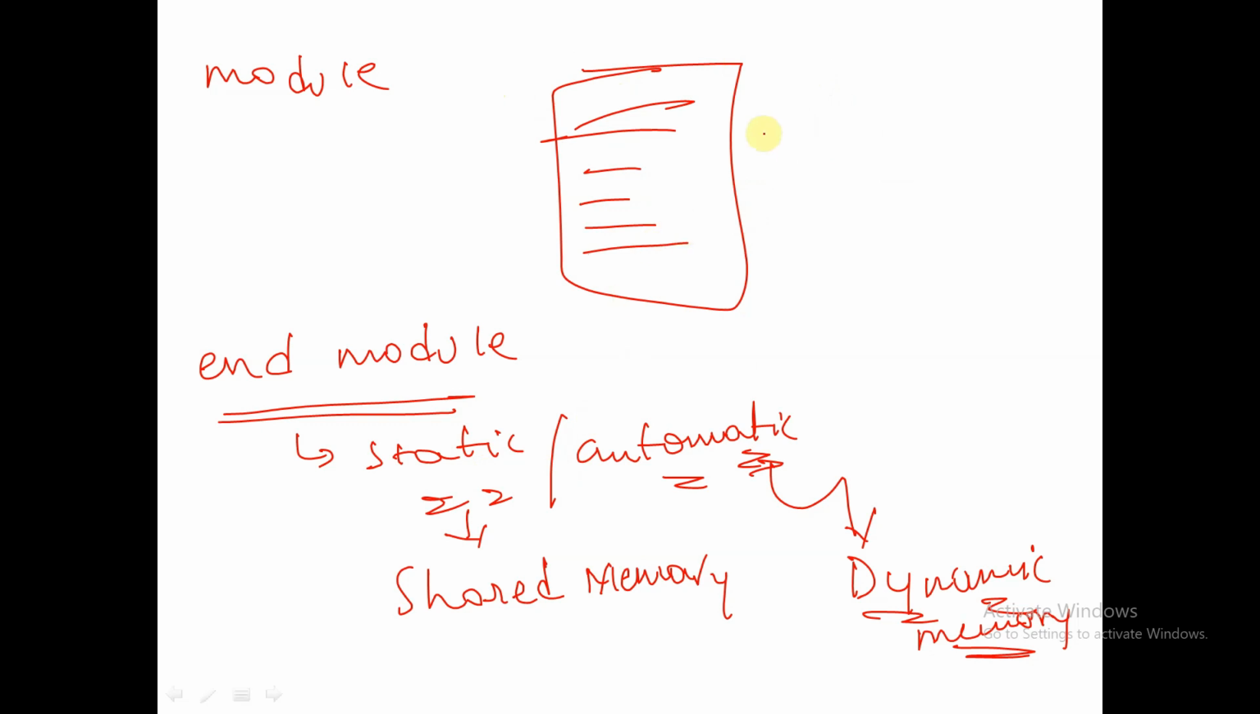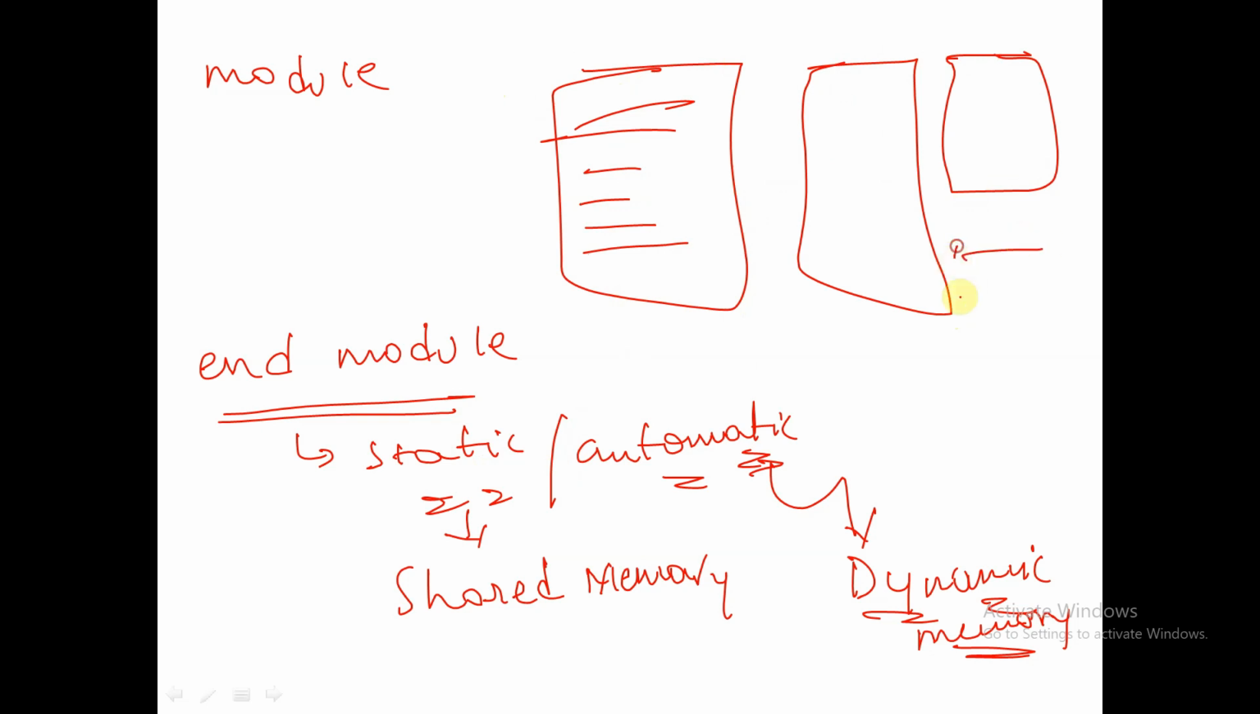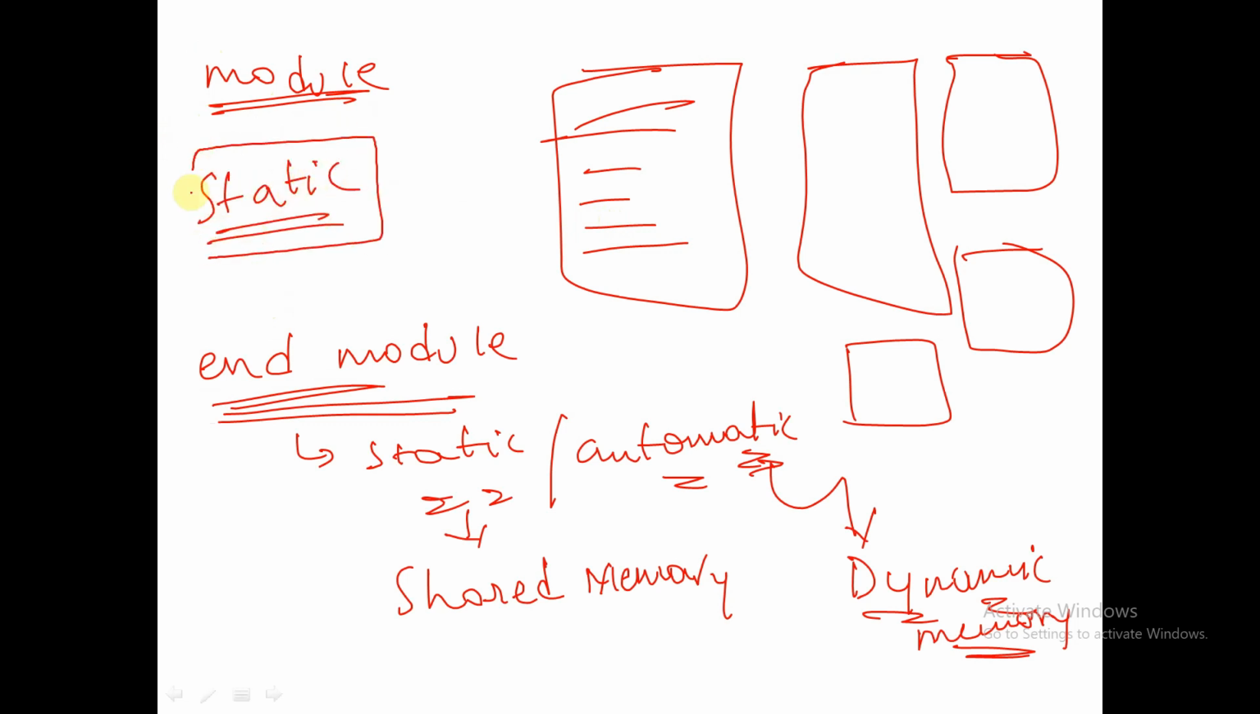Whereas in case of automatic, every time we call a task or function, a new memory will be created for the variables. For example, we will take this module. By default, any function or task which is declared inside a module is static in nature. So please remember, this is a very important point.